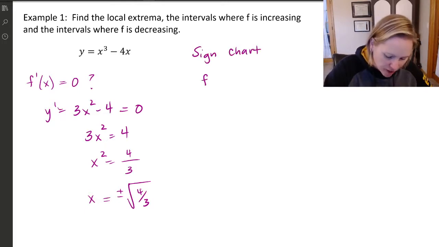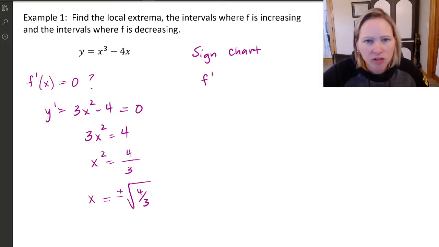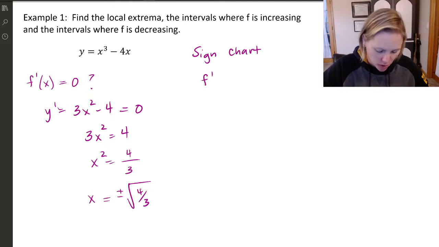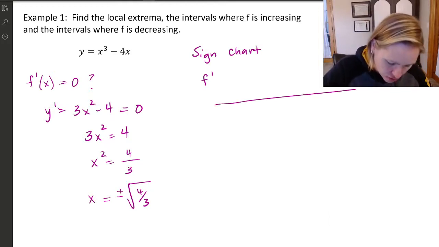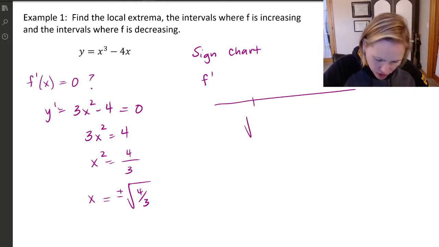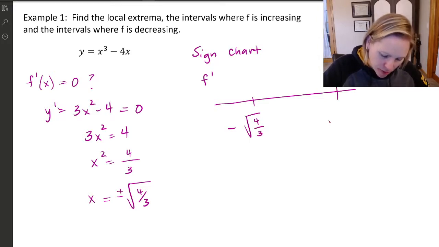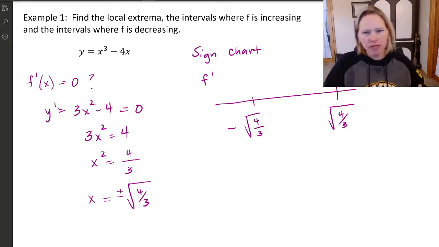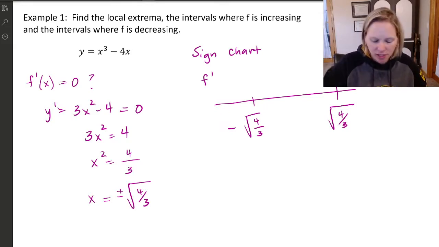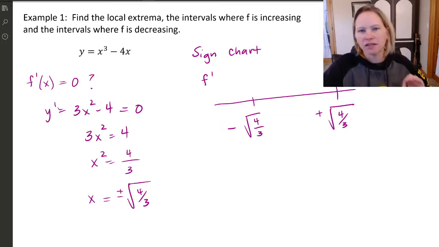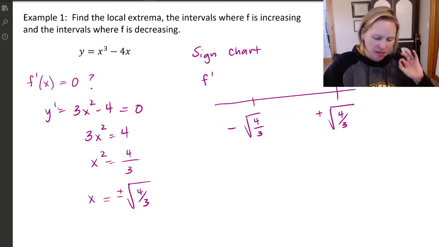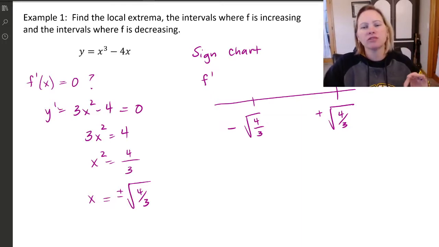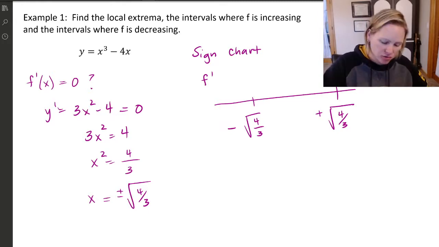I'm going to label it f prime because very soon we're also going to be discussing second derivatives and what they tell us. So we'll be making sign charts for the second derivative. Now here's the deal. The reason why I leave these here is because when I put them on my sign chart, I need to pick values in between and to the right and to the left to figure out what's happening. And the idea here is I need to know what's happening in my derivative. So I want to figure out, is my derivative positive or negative in these 3 spots?